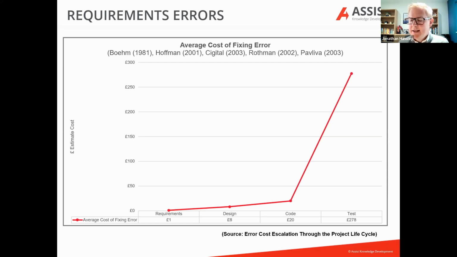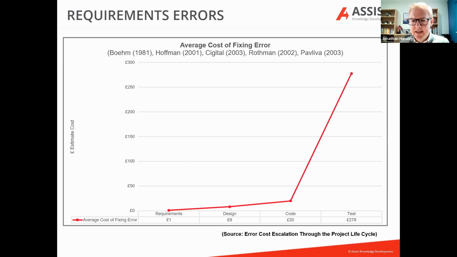So you can see that the academics that are cited in this study agree that the cost of fixing an error, if it's found at the requirements phase, is £1. So the cost to rewrite a user story, for example, or a process model or a use case diagram, the cost is equated to £1. If that same error is found in the design phase, the average of these various academics' research into this is that it's 8 times the cost of fixing the error than if it was found at requirements.